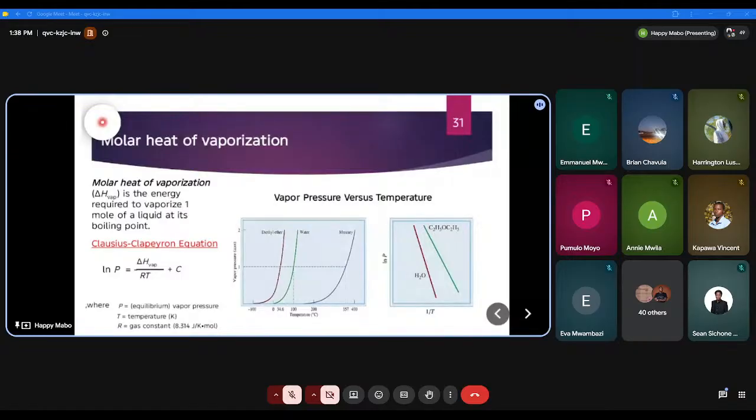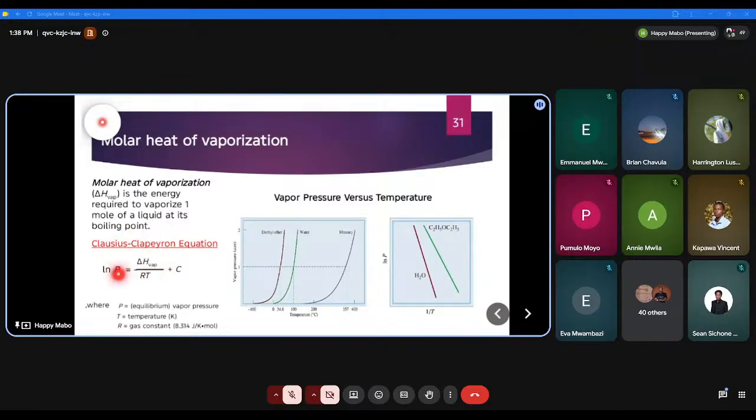So what you see here is an equation called the Clausius-Clapeyron equation. In this equation, this version that you have here is mostly used for experimental purposes. I'm going to show you how to use it to determine what is known as molar heat of vaporization, which is the energy that is required to vaporize 1 mole of a liquid at its boiling point.